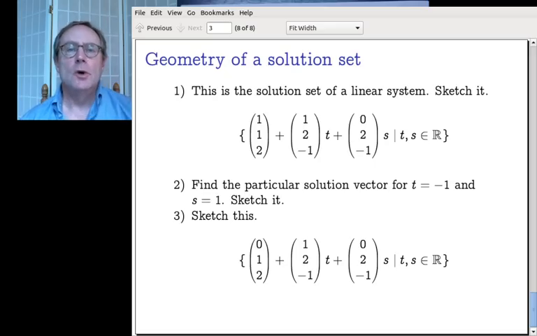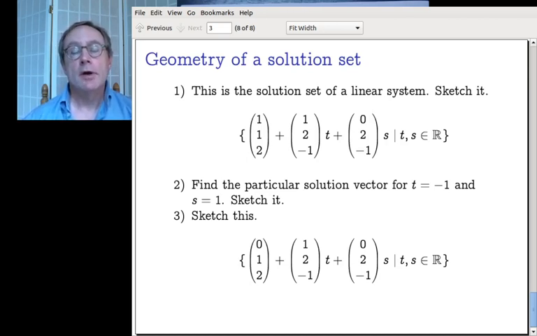Hello. So today we want to talk about an extension to Gauss's method called Gauss-Jordan's method that has some advantages. So before we start that, I want to revisit what the geometry of solution sets are.